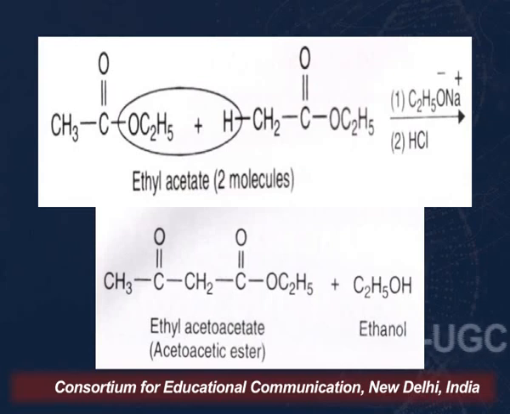In this simple reaction, we have shown that the ethoxy group is the leaving group, and the proton from the other ester, which has an enolizable methyl group, or enolizable hydrogen, is removed as ethanol, and what we are getting here is ethyl acetoacetate.